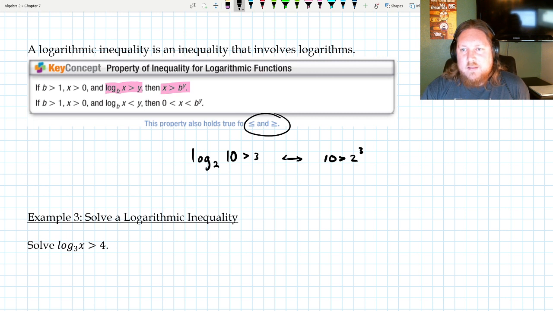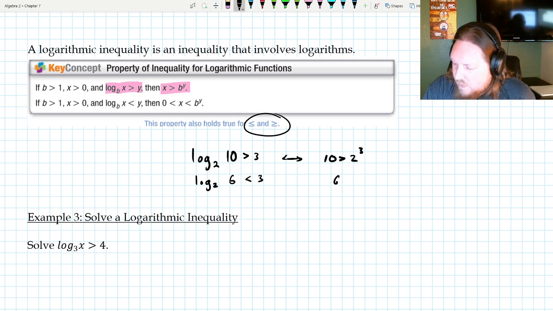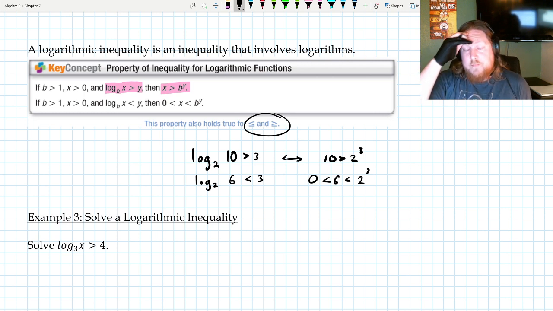If it is a less than, so log base 2 of 6 is less than 3, what you're getting is a limited domain here. 6 is still less than 2 cubed. That's true, but it's not all the values. It's not everything less than it. So it still has to be greater than 0 there.